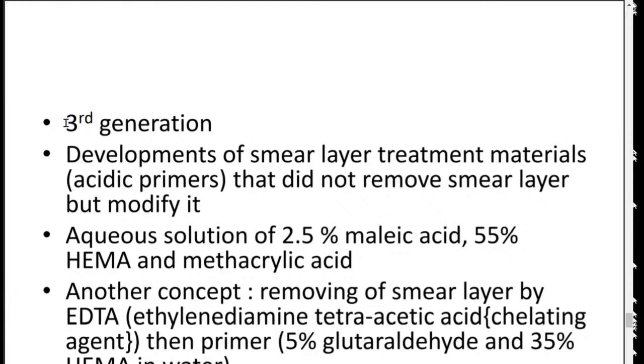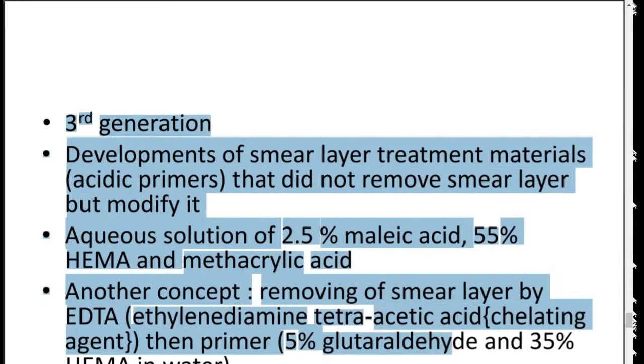Let's read it with the robotic voice, then we might understand it even better. The third generation developments of smear layer treatment materials: acidic primers that did not remove the smear layer but modify it. Aqueous solution of 2.5% maleic acid, 55% HEMA and methacrylic acid. Another concept, removing the smear layer by EDTA, ethylenediamine tetraacetic acid chelating agent, then primer, 5% glutaraldehyde and 35% HEMA in water, with impaired and poor clinical results.